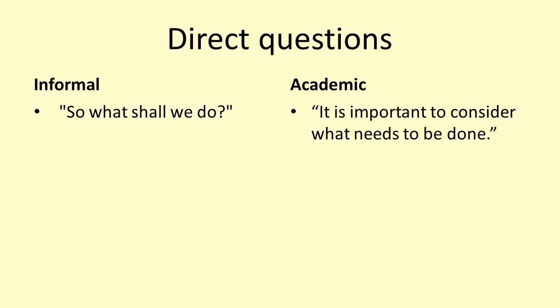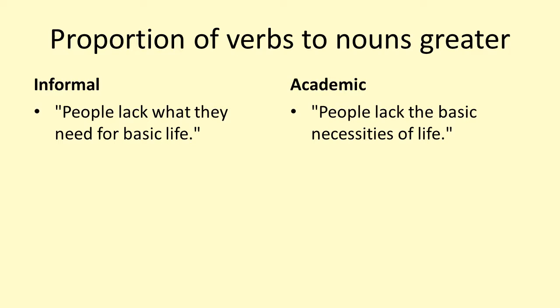In informal writing, the proportion of verbs to nouns is higher than in formal academic writing. Informally, one might write, "People lack what they need for basic life." Whereas in formal academic writing, one would write, "People lack the basic necessities of life."